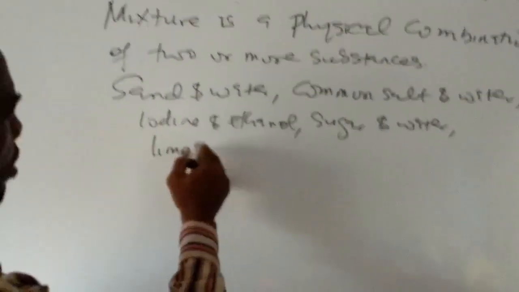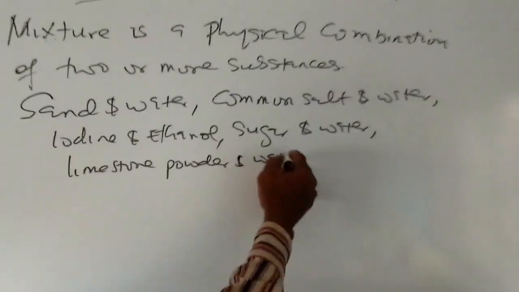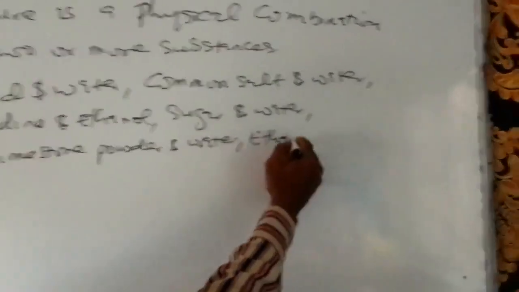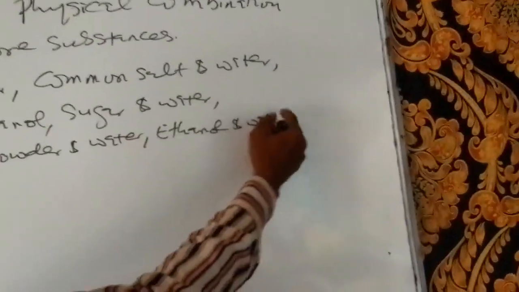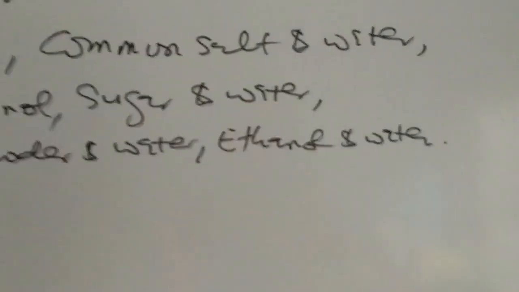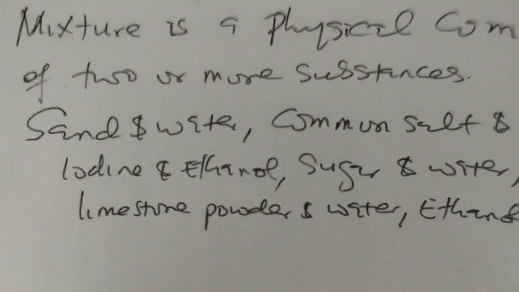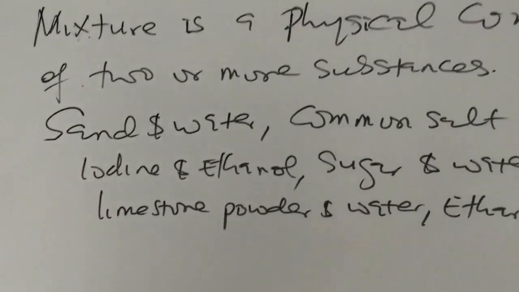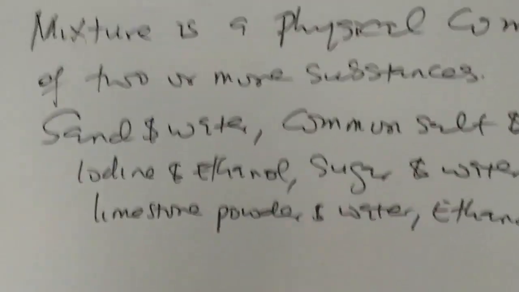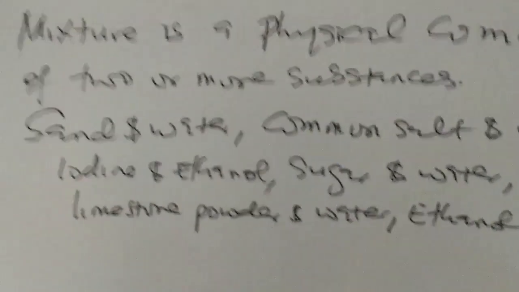Limestone powder and water also gives you a mixture. Ethanol and water also gives you a special kind of mixture. So a mixture is a substance formed by combining two or more substances when there is no chemical reaction involved between them. So that's a mixture. We're not going into the theoretical part of this topic, but our focus is on the practical part.